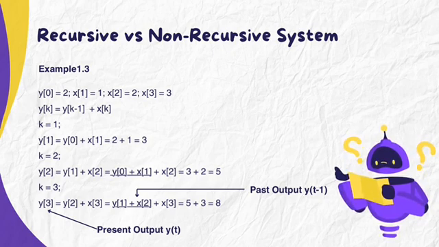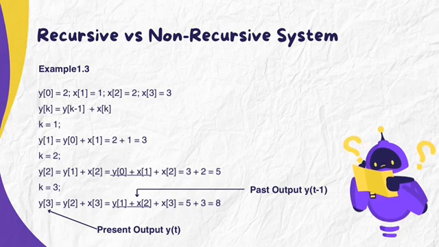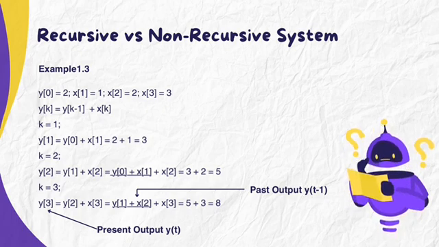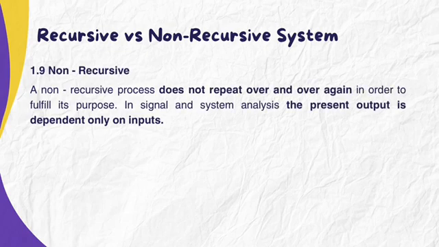In all cases, the current output value is directly dependent on the previous output. Therefore, the system is considered recursive. Next is non-recursive. A non-recursive process does not repeat over and over again in order to fulfill its purpose. In signal and system analysis, the present output is dependent only on inputs.